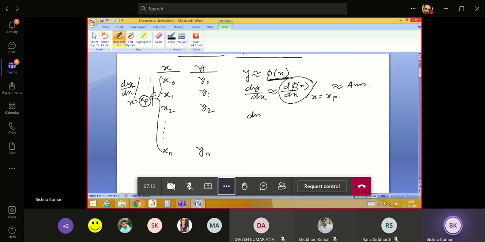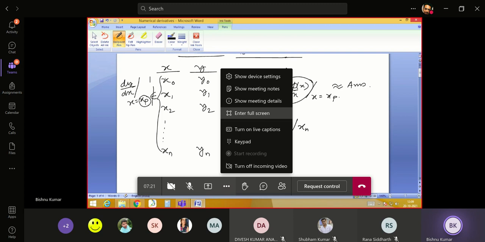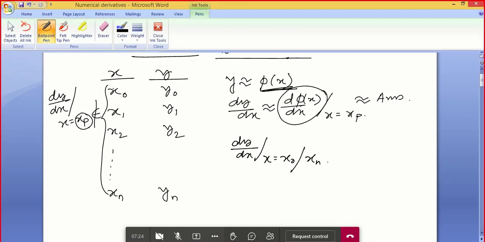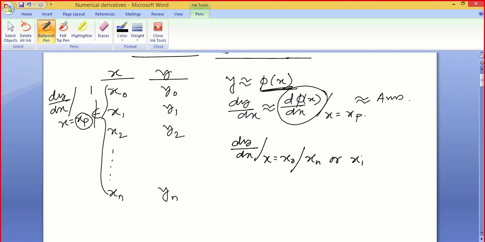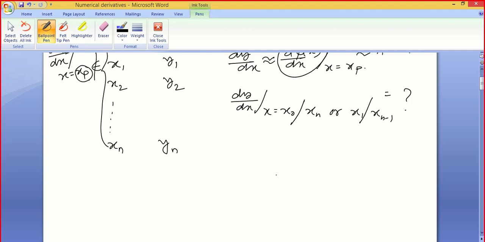Suppose you have to calculate dy by dx at the initial point, or at the final point, or second point, or second last point, like that. That time you will get a suitable, nice formula. Those formulas you have to remember, and that is our class today. Okay, so for that purpose, only two techniques are there: Newton forward interpolation technique and Newton backward interpolation technique.